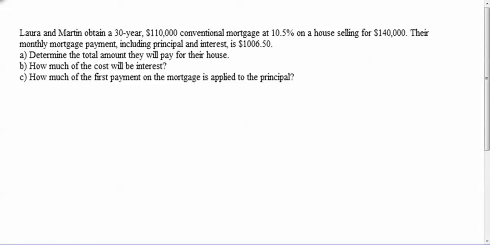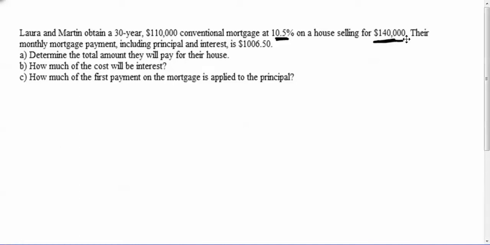This video is for MGF 1107 from section 11.5 when we're discussing mortgages. So in this problem we have Laura and Martin. They obtain a 30-year $110,000 conventional mortgage at a whopping 10.5% rate on a house selling for $140,000.